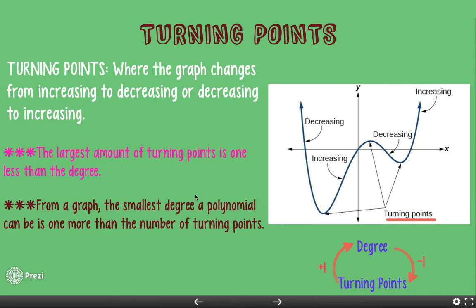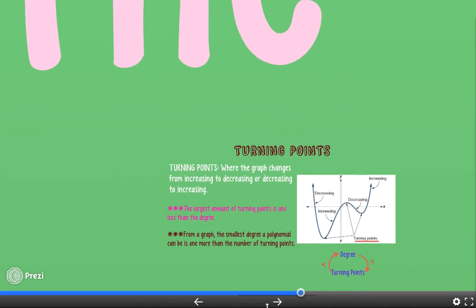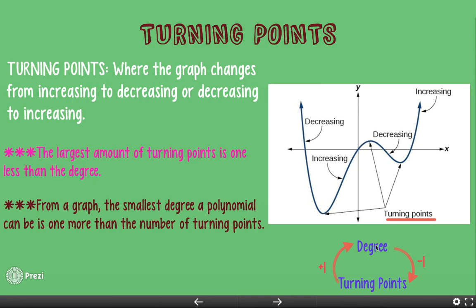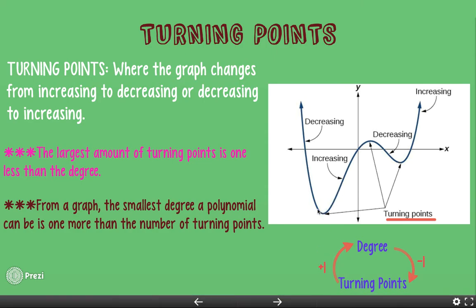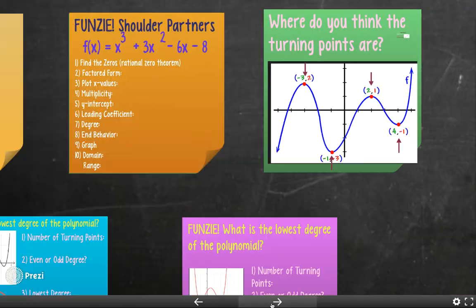So again, if I give you the degree, to find out the largest amount of turning points, subtract 1 from it. If you have the turning points, to get the smallest degree, add 1. Just like in this problem, it has 3 turning points, so the smallest possible degree is 4 because 3 plus 1 is 4. Now, if that didn't make sense, I promise it'll make more sense in the example problem.